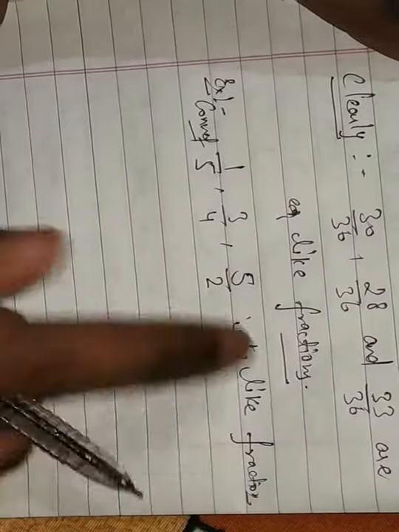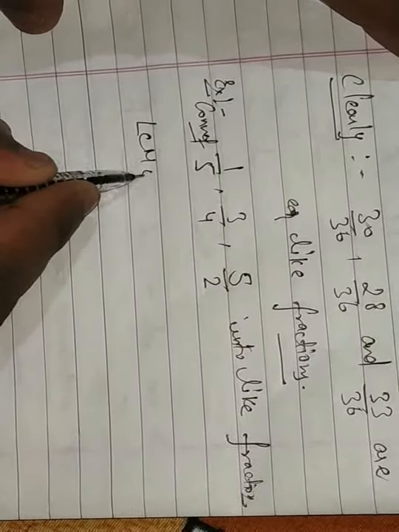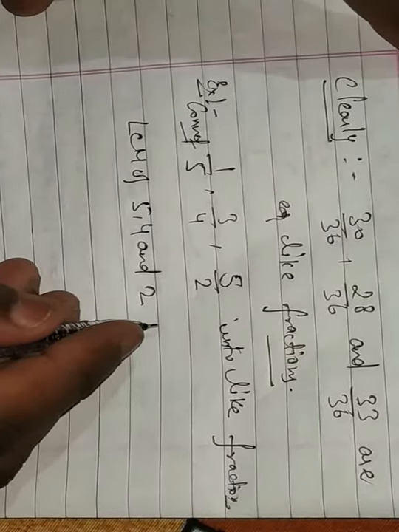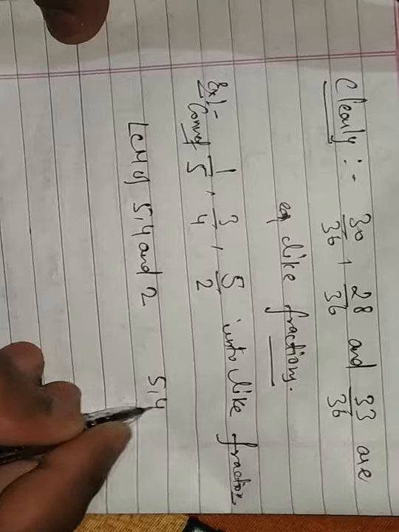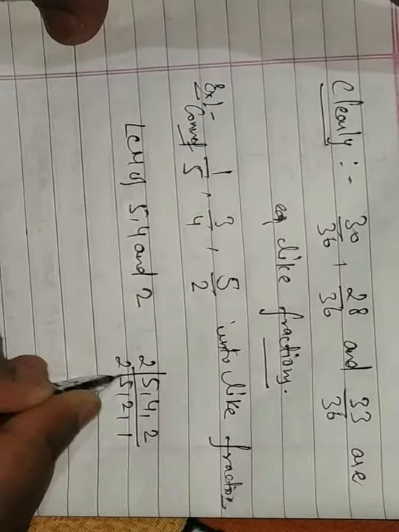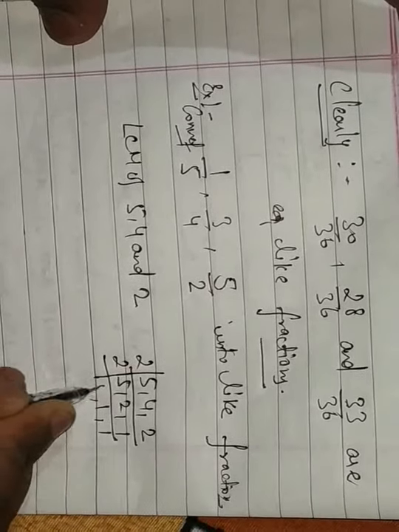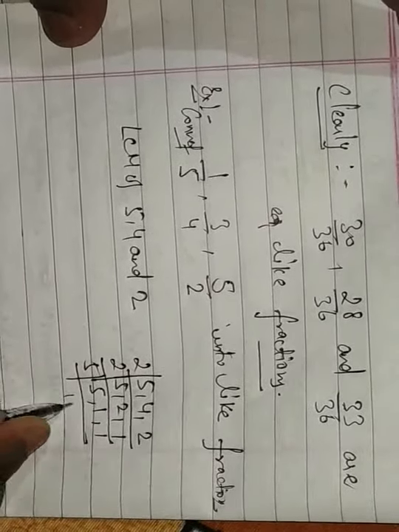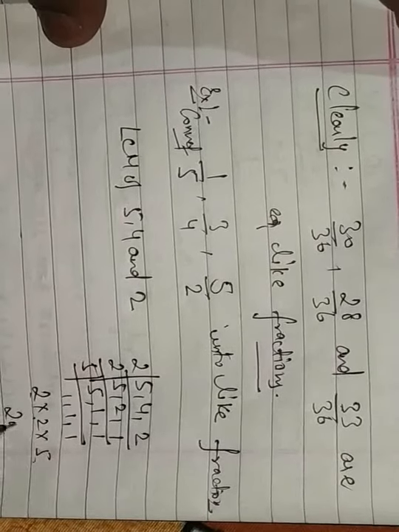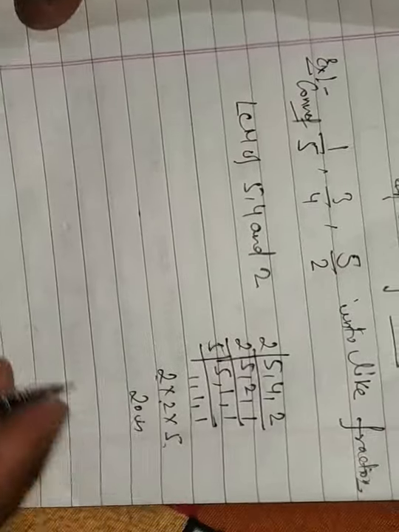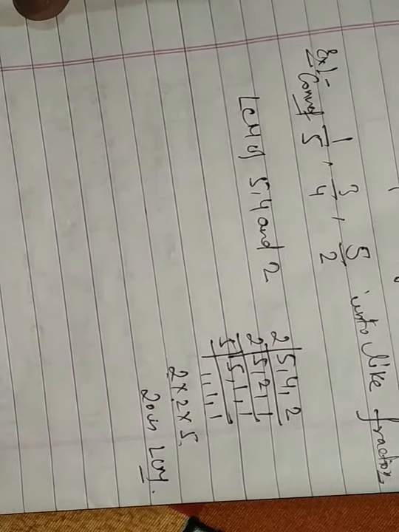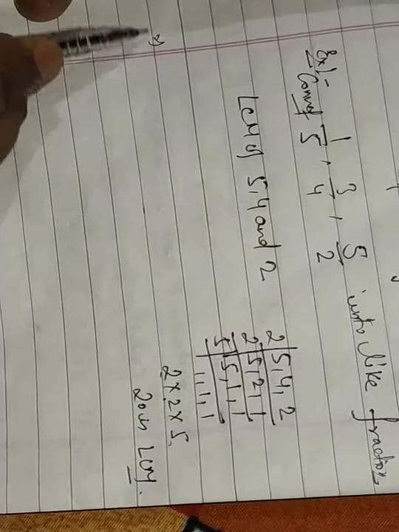We will find out the LCM of these denominators, the LCM of 5, 4, and 2. First of all we will find the LCM. 5, 4, 2. 2 2s are 4, 2 1s are 2, 2 1s are 2, 5 1s are 5. So 2 into 2 into 5: 2 2s are 4, 4 5s are 20. 20 is the LCM. So now what can we write? We can simply divide with 20.